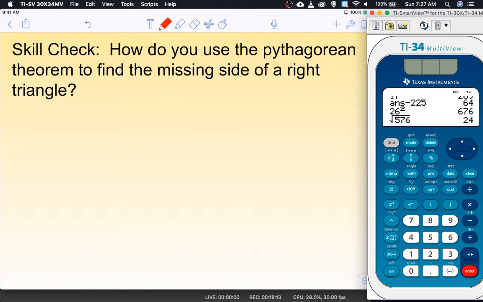Skill check. How do you use the Pythagorean theorem to find the missing side of a right triangle? Think about that real quick. See if you can write down a sentence. I don't need a lot, just a thought. How do you use the Pythagorean theorem to find the missing side of a right triangle? Think about it right now.